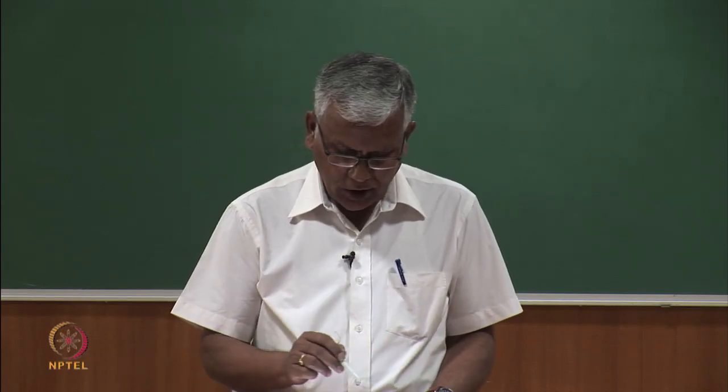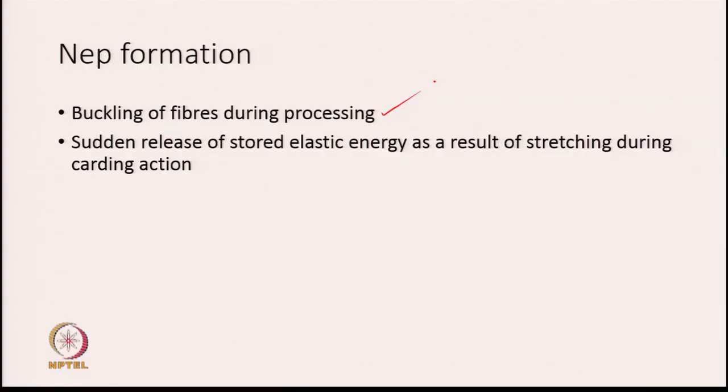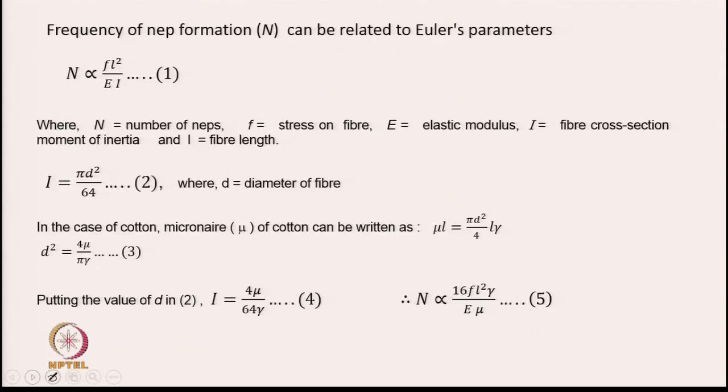NEP formation is because of buckling of fibers during processing and sudden release of stored elastic energy, a result of stretching during carding action. It has been shown that the frequency of NEP formation is related to Euler's parameters, where n is proportional to F L squared divided by E into I, where n is the number of NEPs, F is the stress on fiber, E is the elastic modulus of the fiber, I is the fiber cross sectional moment of inertia, and L is the fiber length.